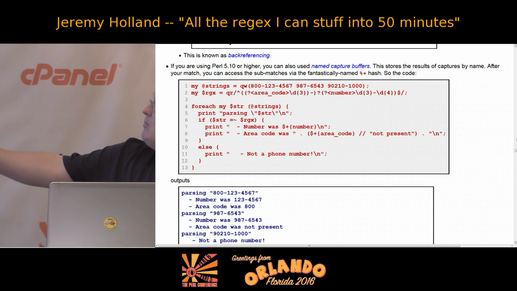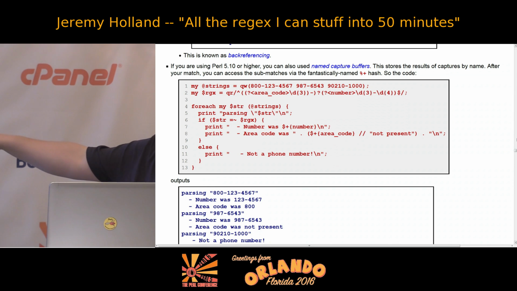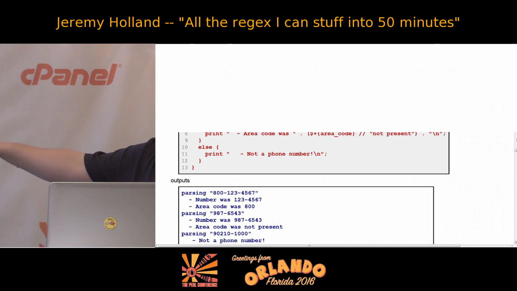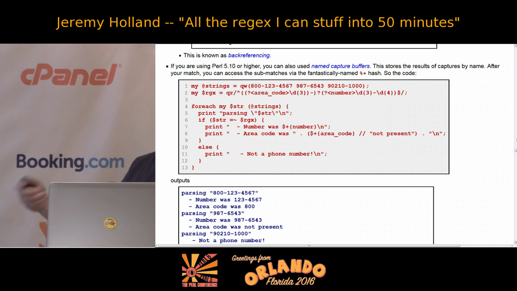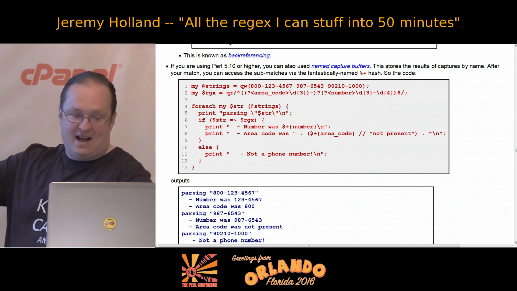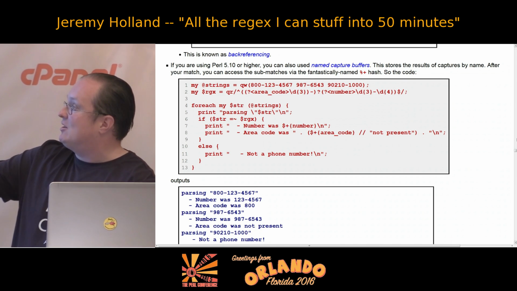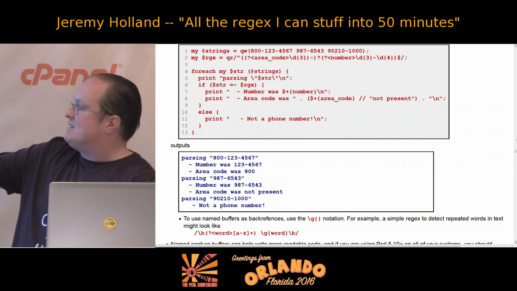So later in your code, you can print out that the area code was $+{area_code}. Isn't that great? One could argue it's somewhat clearer than $1. You can also print out the number this way. And like any other pattern, if it doesn't match at all, nothing will be captured. So always check that the match worked before you try to access those things. So here's the output of that. When you parse this number, you get the area code in $+{area_code} like that.